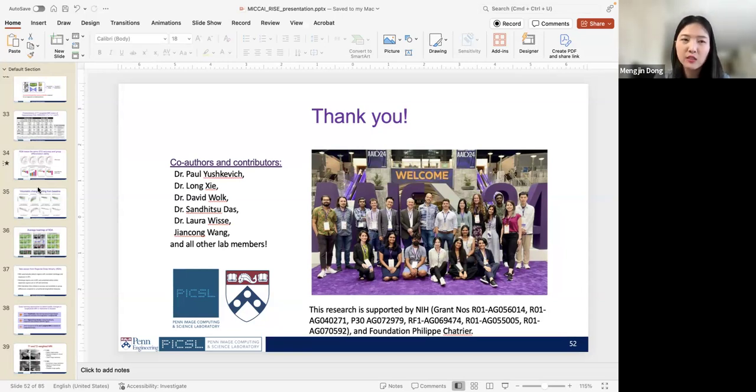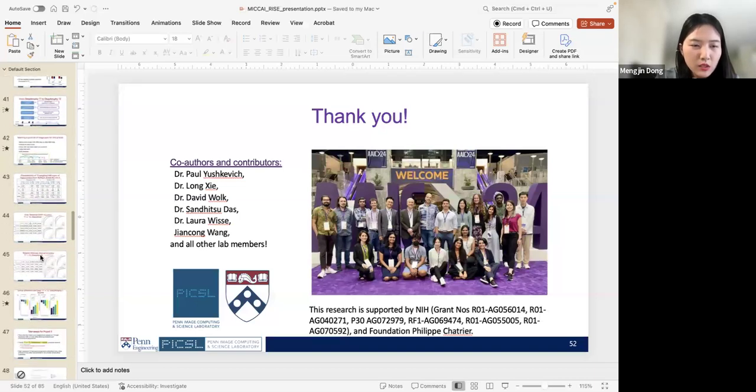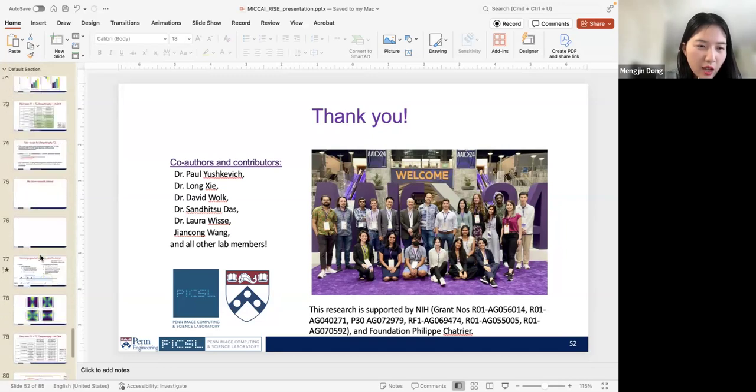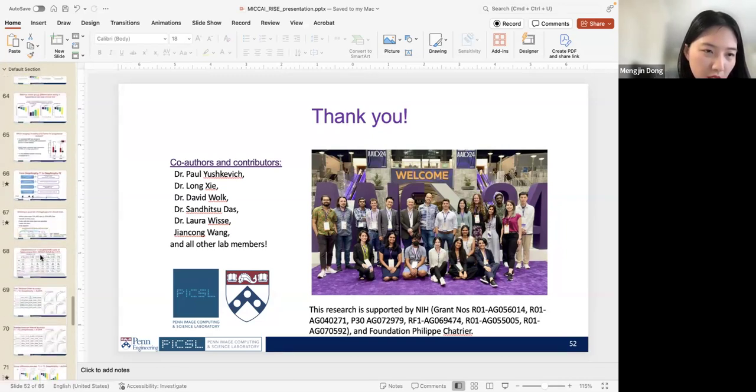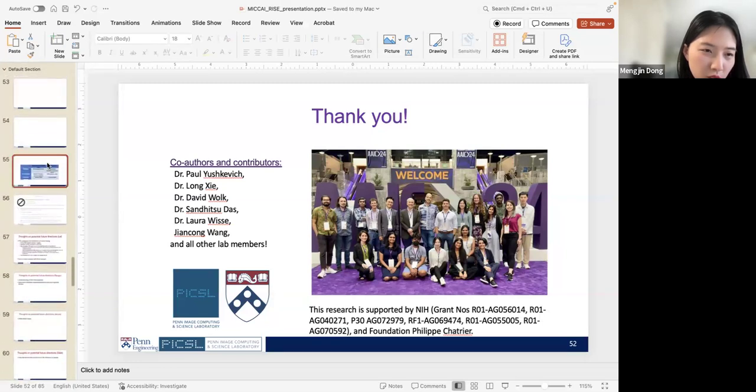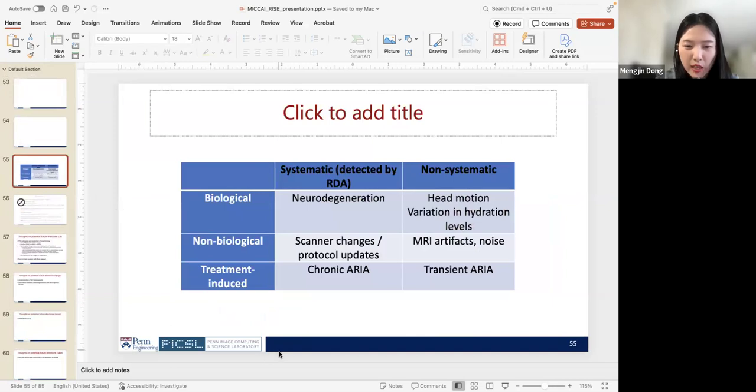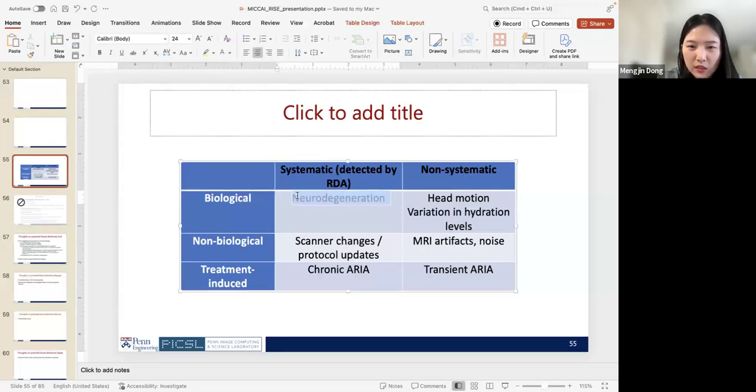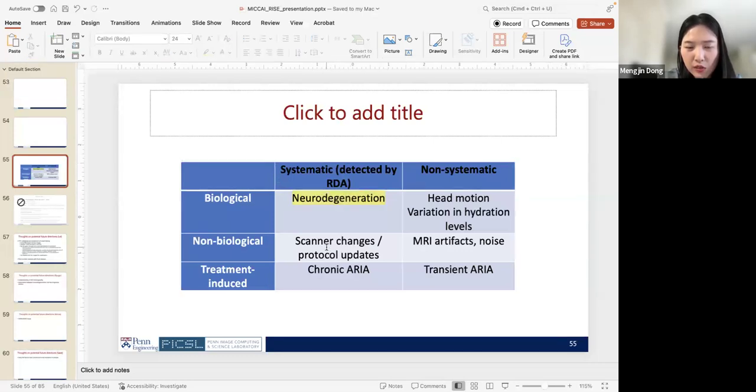As for the second question about noise, I had a backup slide for different sources of noise that I summarized. Basically we can categorize those noise sources into biological and non-biological, and some of them are systematic and others are random. We only want to detect the biological difference with neurodegeneration, but for other sources of noise, such as scanner change or MRI artifacts, we would like to ignore them.